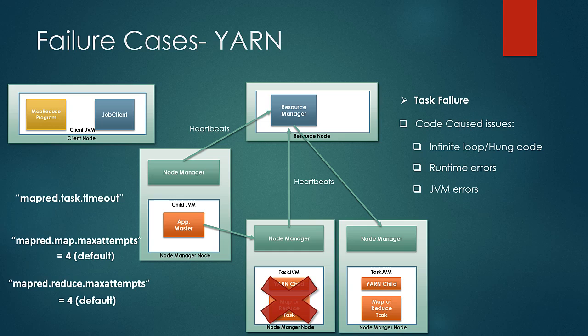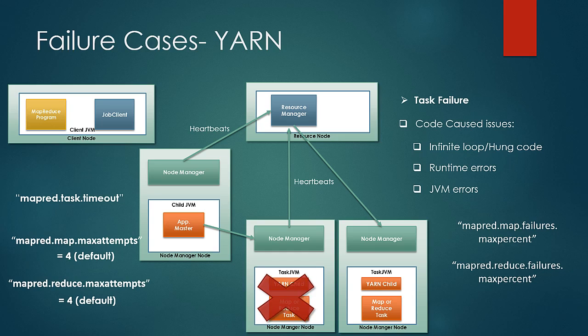For those cases, mapred.map.failures.max% and mapred.reduce.failures.max% would be the properties which would be set to decide the acceptable percentage failure of the map and reduce tasks respectively before declaring a job to be failed.